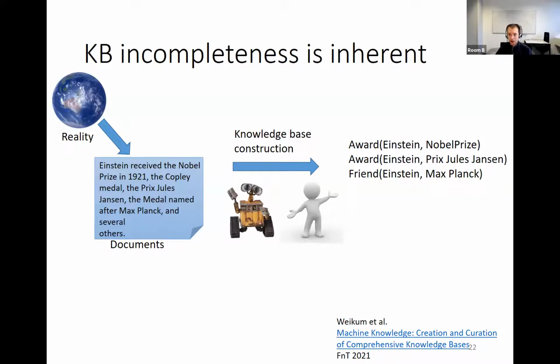Einstein won the Nobel Prize. Einstein won the Prix Jules Janssen. Einstein was a friend of Max Planck. And there are several stages in this pipeline where incompleteness creeps in.